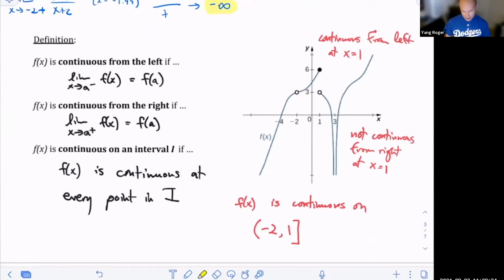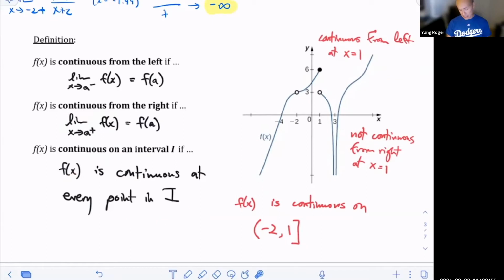So we could talk about continuous from the left. Continuous from the left basically involves a one-sided limit from the left. And continuous from the right basically involves a one-sided limit from the right. And continuous on an interval means you're continuous at every point inside.